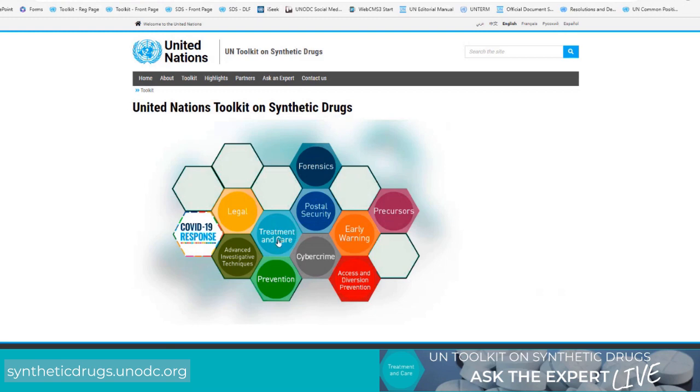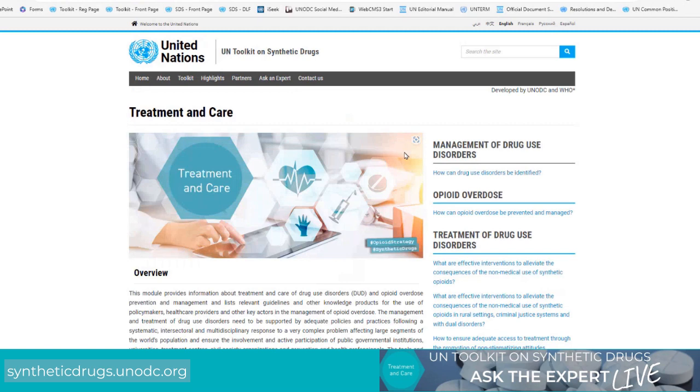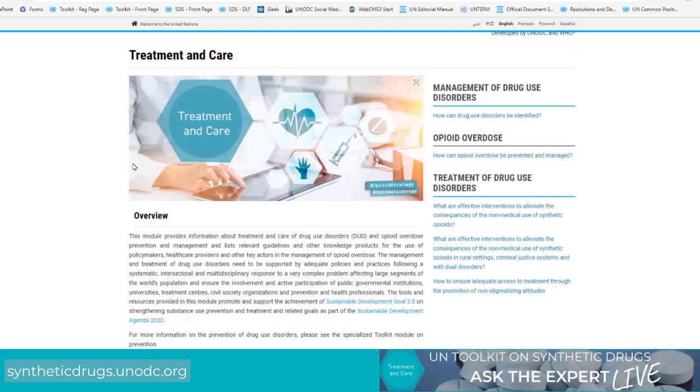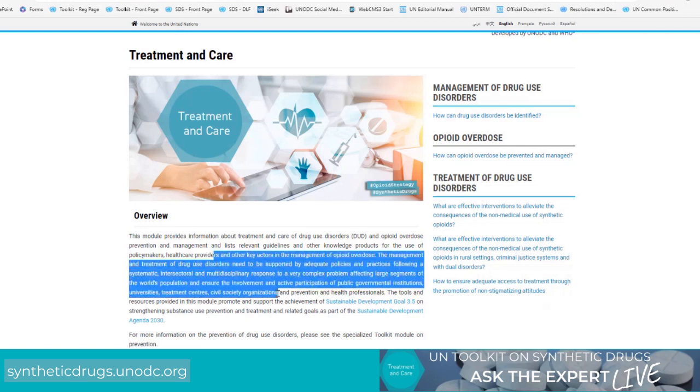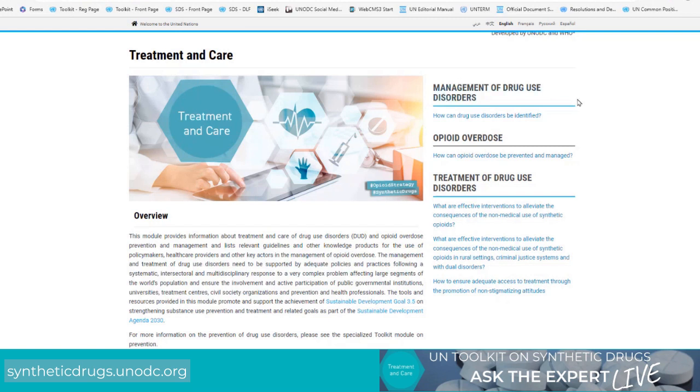Because we're talking about treatment and care today, I will go here. The format and style of each module is pretty much similar. You enter the page, you get an overview, which summarizes the type of information that's in the module, the intended audience, what kind of resources are available. And then we have each module broken down into subsections. In the case of treatment and care, we have it broken down in 3 subsections, one on the management of drug use disorders, one on opiate overdose, a third one on the treatment of drug use disorders.